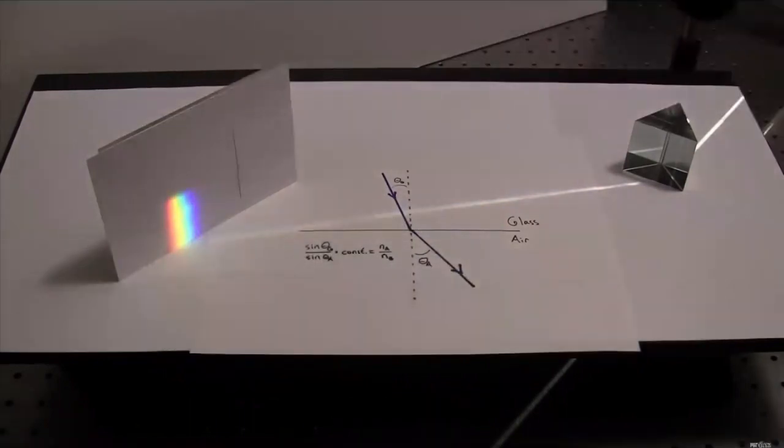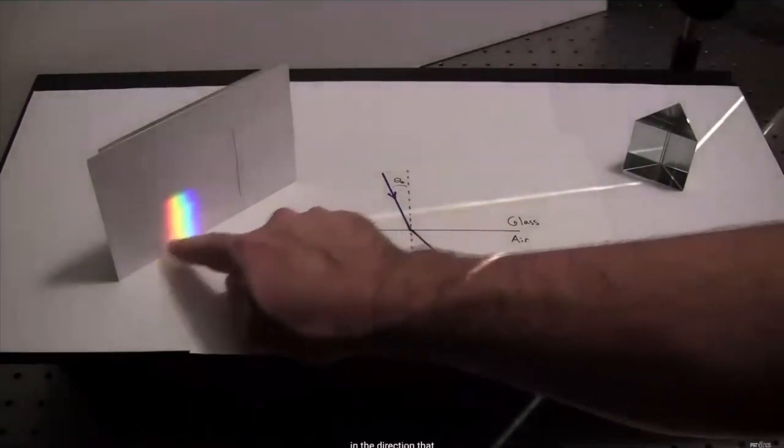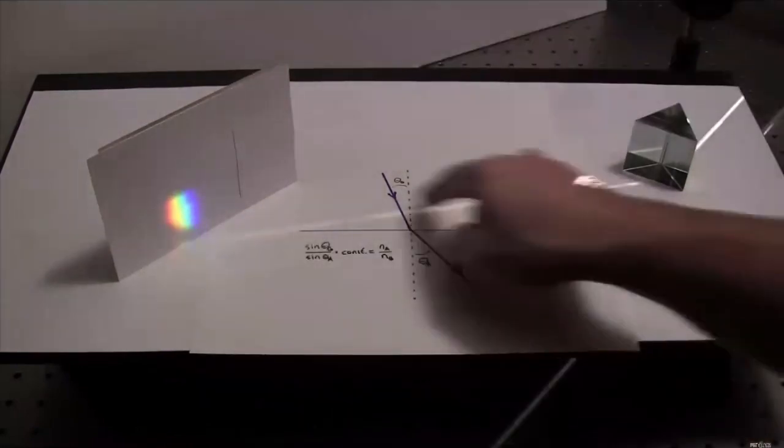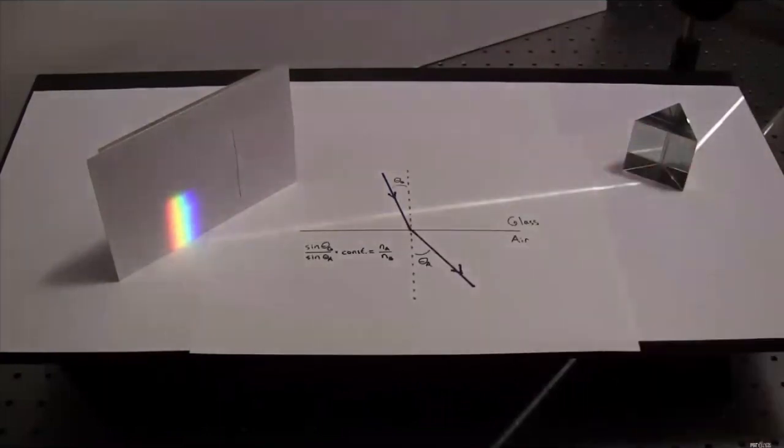But then he noticed something. In the direction that the colors were spread, the pattern was much wider than it should be based on the system geometry if light obeyed this fixed sine ratio law. So he did some experiments.